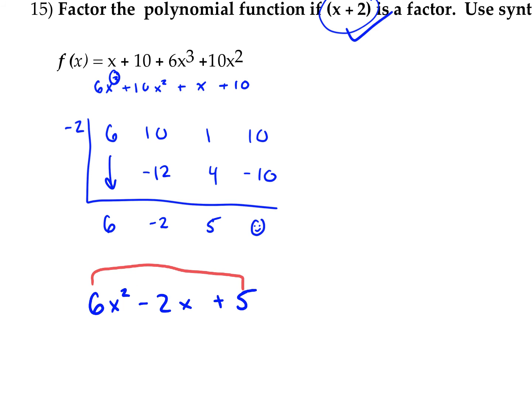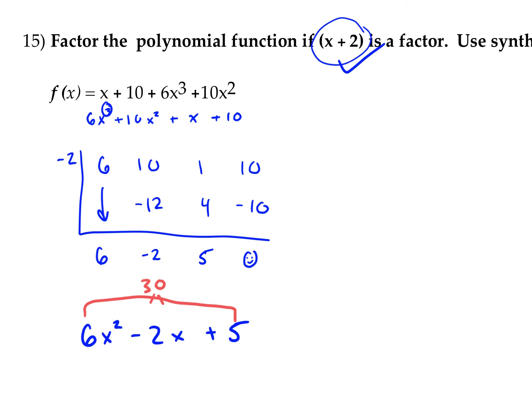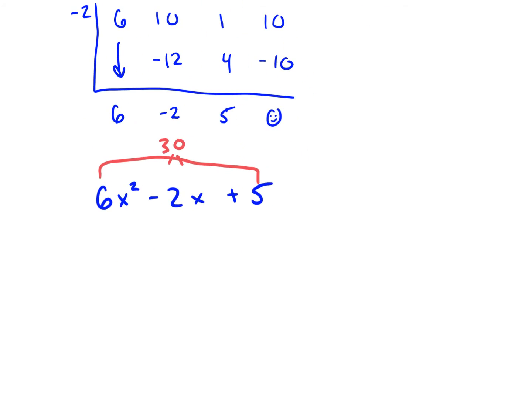But we're going to see if it factors more. So multiply the first and last, we get 30. Do we have 2 factors of 30 that add to negative 2? No. So it doesn't factor anymore. So our only factor, our only real solution would be this. So our quadratic formula is negative b plus or minus the square root of b squared minus 4ac over 2a.